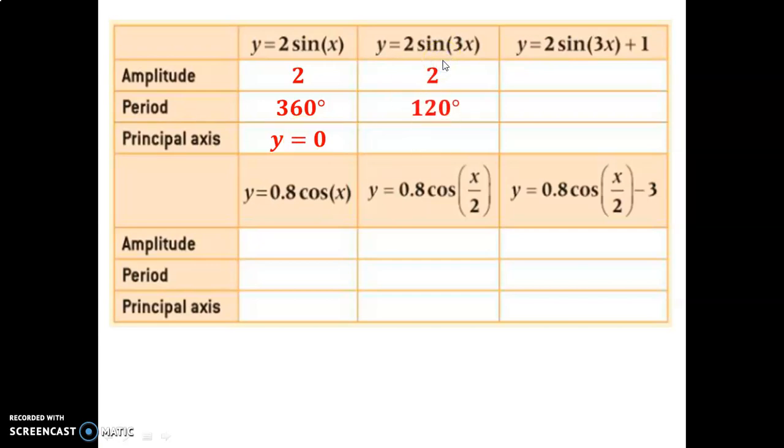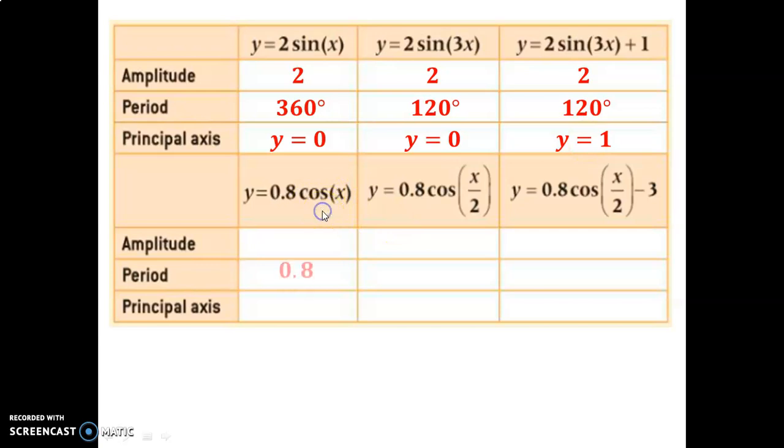How about this one here? Okay, let's check. Alright, the only adjustment was this 3. And remember, that represents frequency. So now 3 waves occur in 360, therefore each wave has a period of only 120. Right, we take 360 and divide by that number to figure out the period. Okay, how about here? What's going on? Okay, same amplitude, same period, because we see the 3 there, and then now there's been a shift of 1 up, so the principal axis, that middle line, is at y equals 1.